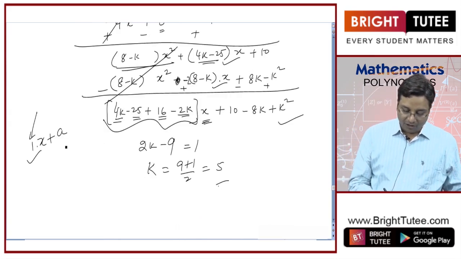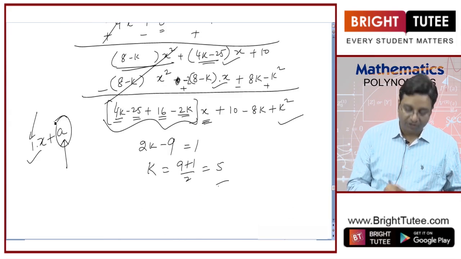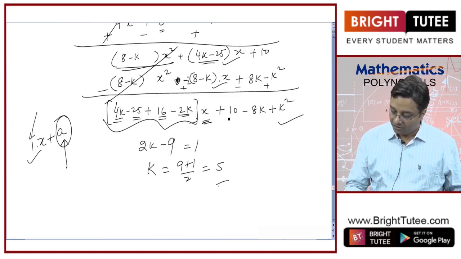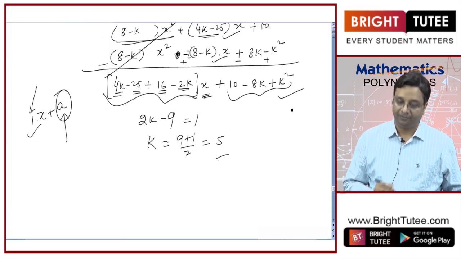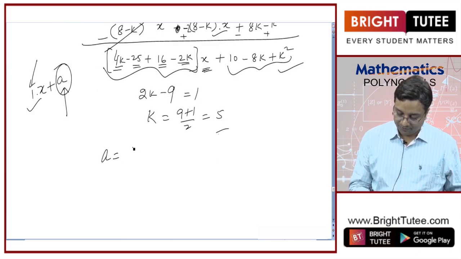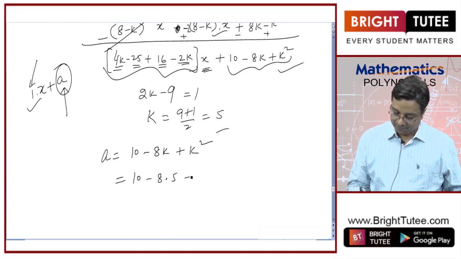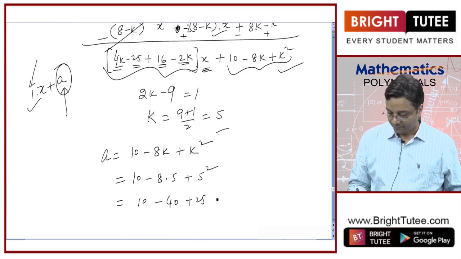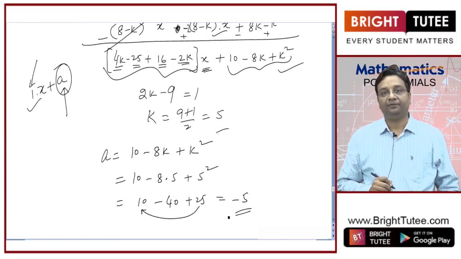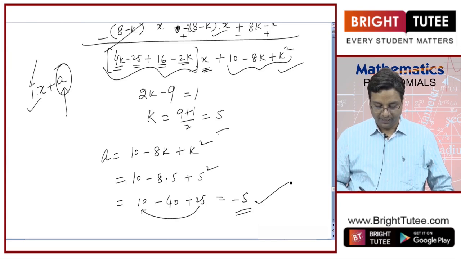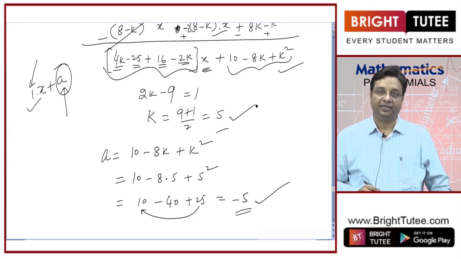So now we will obtain the value of a. What is a? a is a constant term, right? And what is the constant term here? This is my constant term. So a is equal to 10 minus 8k plus k square. Now put the value of k here. 20 plus 10 is 35, 35 minus 40 is minus 5, right? So we have obtained value of a and value of k, right?